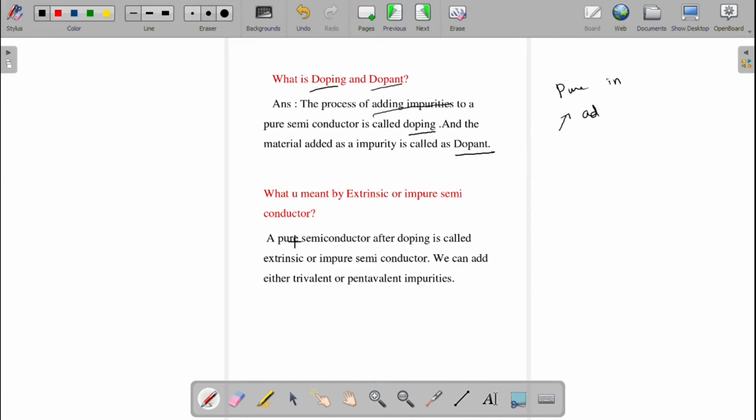Now, what do we mean by extrinsic or impure semiconductors? A pure semiconductor, after doping, becomes an impure semiconductor, which is nothing but an extrinsic semiconductor. Which type of impurity can we add? Either trivalent impurity or pentavalent impurity. What is trivalent? In the outermost orbit, 3 valence electrons will be there. In pentavalent, 5 valence electrons will be present. That is called trivalent or pentavalent impurity.